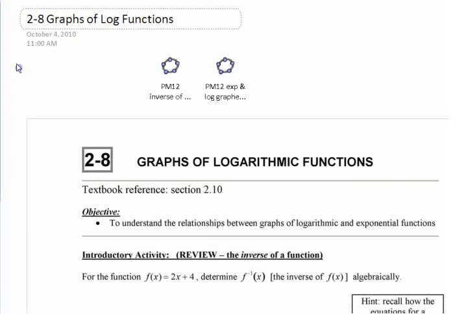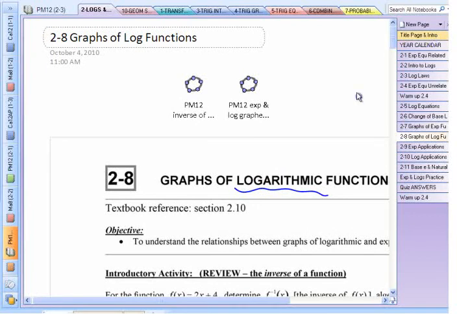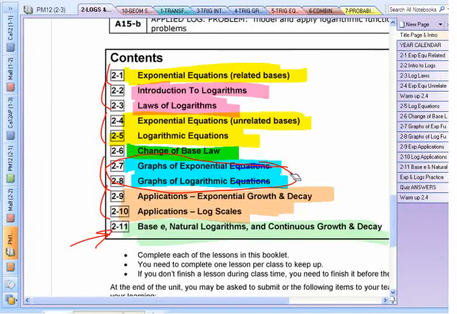Okay, we've spent a few classes on graphing exponential functions. Now we have to kind of shift gears into looking at graphs of logarithmic functions. So that's the difference here that you need to recognize. Maybe if we look back at the beginning, the organization of this. These two are tied together in that we're looking at graphs of exponential and logarithmic functions.